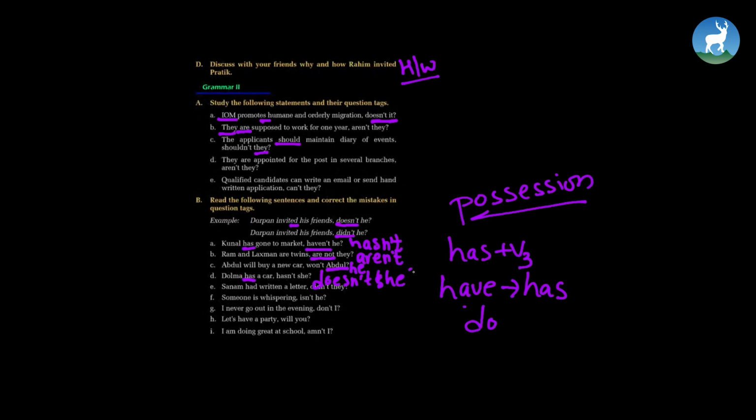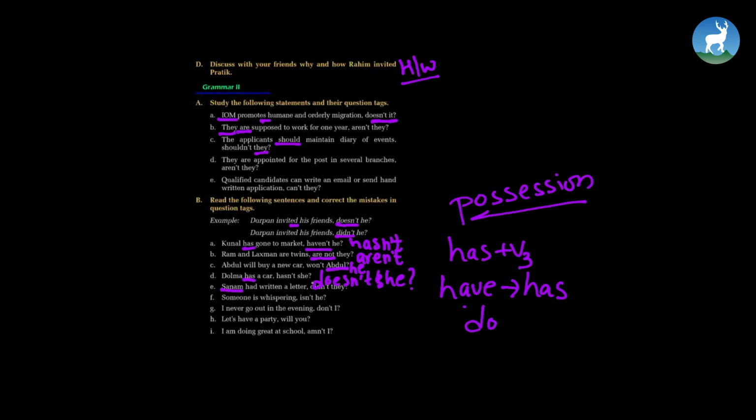Doesn't she? Now, Sanam had written a letter, didn't they? Had should be hadn't they. We can't use they since the subject is singular, Sanam. So either he or she. Someone is whispering, isn't he?